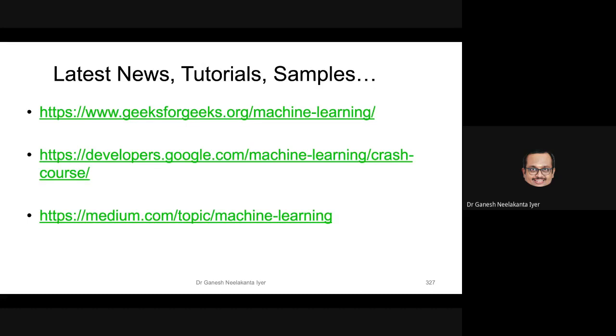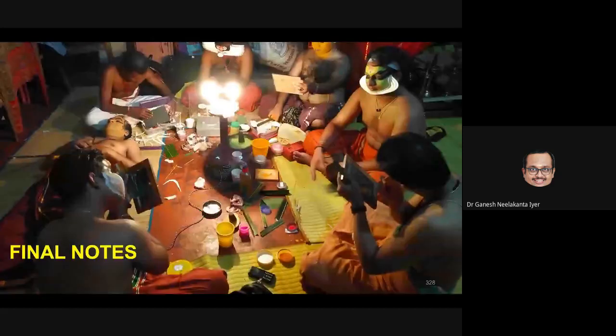And for getting latest news and tutorials, I generally follow these things. GeeksforGeeks, developers.google.com/machine-learning, Medium. These are some links that I found very interesting and useful.